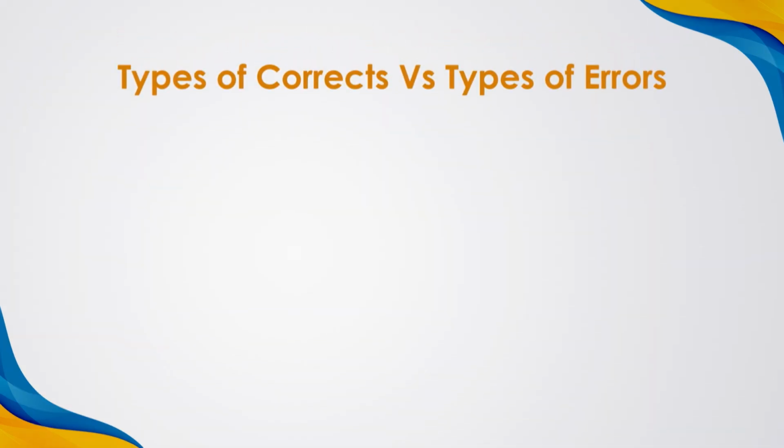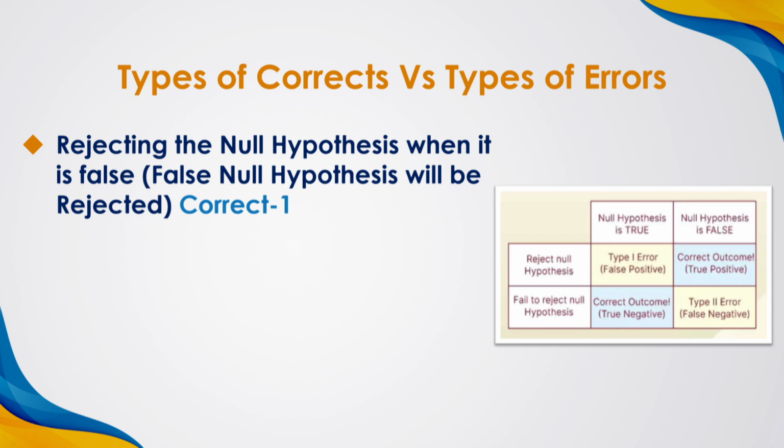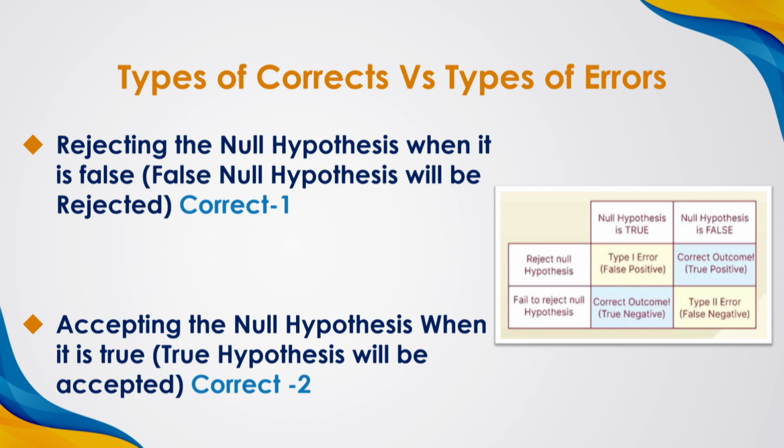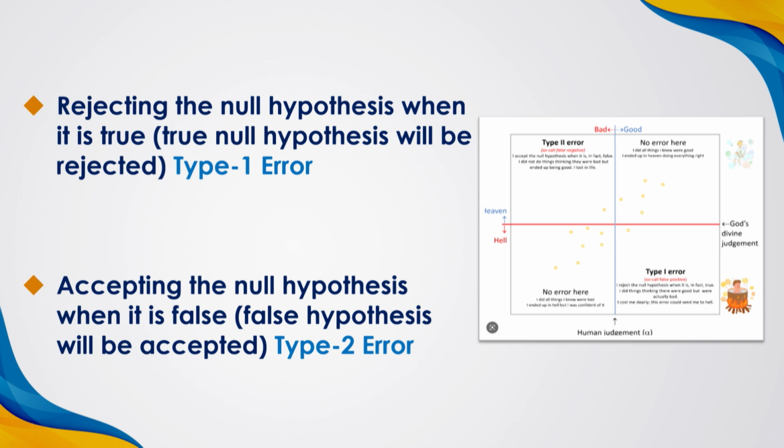Coming to the types of corrects and types of errors, I have already mentioned that there are two corrects. One is rejecting the null hypothesis when it is false, which is correct one, and accepting the null hypothesis when it is true is called correct two. There are two categories of errors as well: type 1 error is rejecting the null hypothesis when it is true, whereas type 2 error is accepting the null hypothesis when it is false. For decision making, there is every possibility of these.